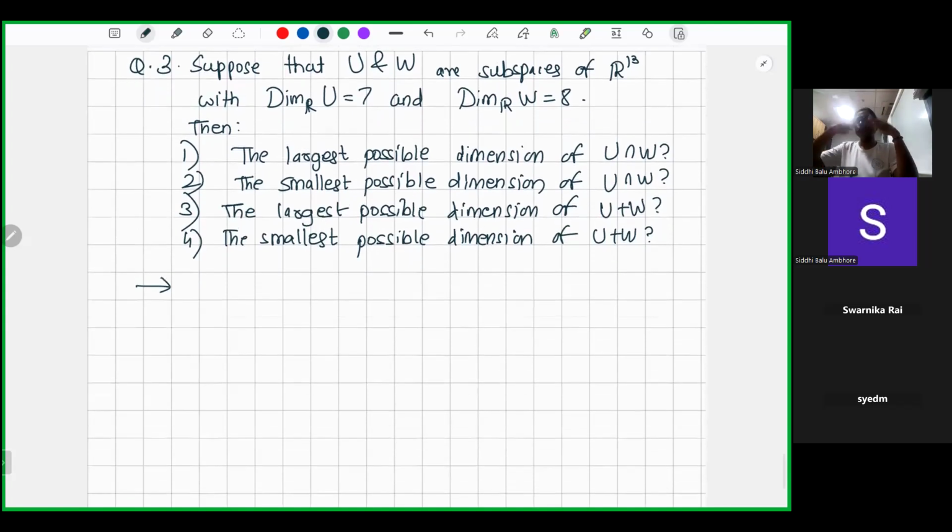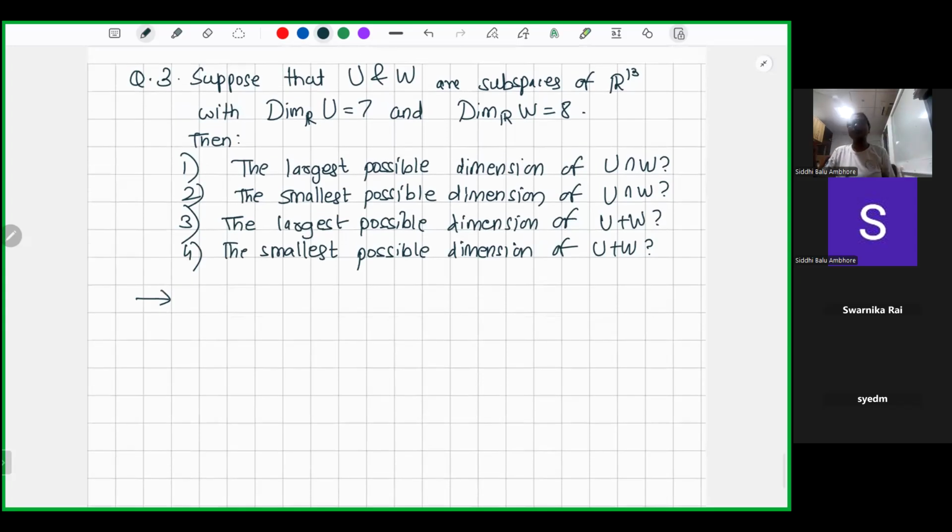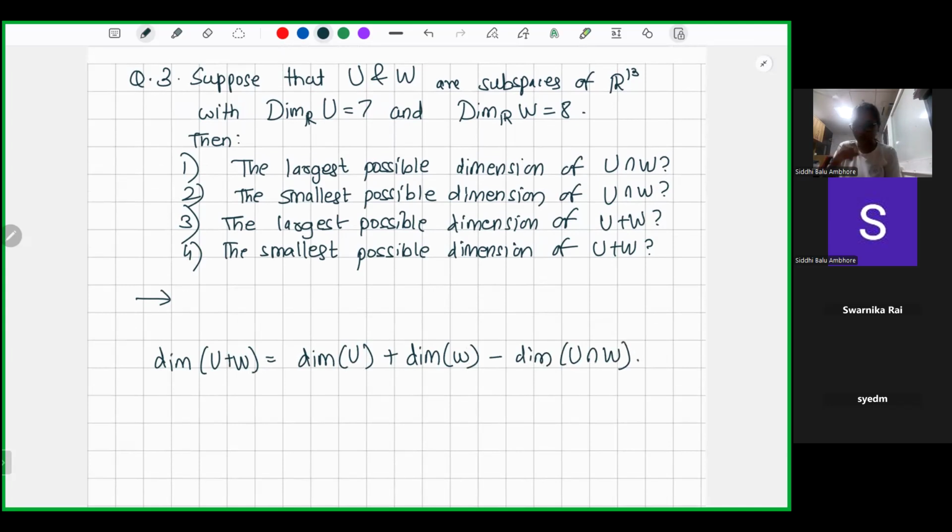So we are asked what is the largest possible dimension of U intersection W. See, U and W are subspaces of R13, and dimension of U is 7, dimension of W is 8. So see, what we have is dimension of U plus W is dimension of U plus dimension of W minus dimension of U intersection W, right?